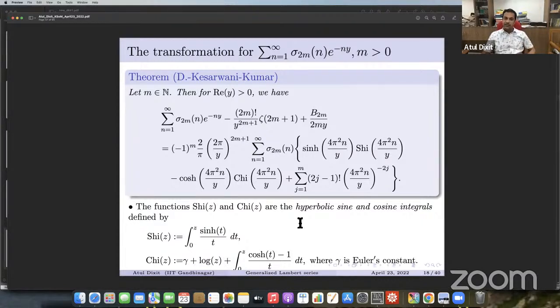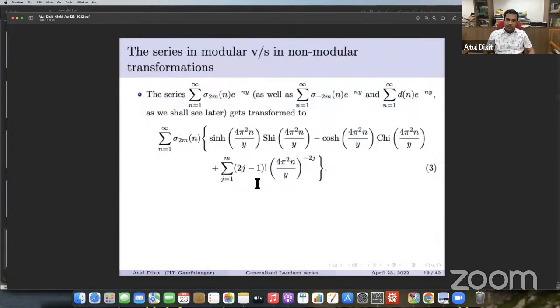Okay, but one does get again into something which has sigma 2m of n, but then this one. And this is also natural. Now I'll talk about the combination here of these hyperbolic functions and hyperbolic sine and cosine integrals. In what way is it natural? So here's the thing. This is the series that appeared on the left-hand side on the previous slide. Later on, we'll also be looking at a equal to minus 2m or a equal to 0, which is nothing but d of n, right? Sigma 0 of n is d of n. So we'll show that this gets transformed in general into this series.